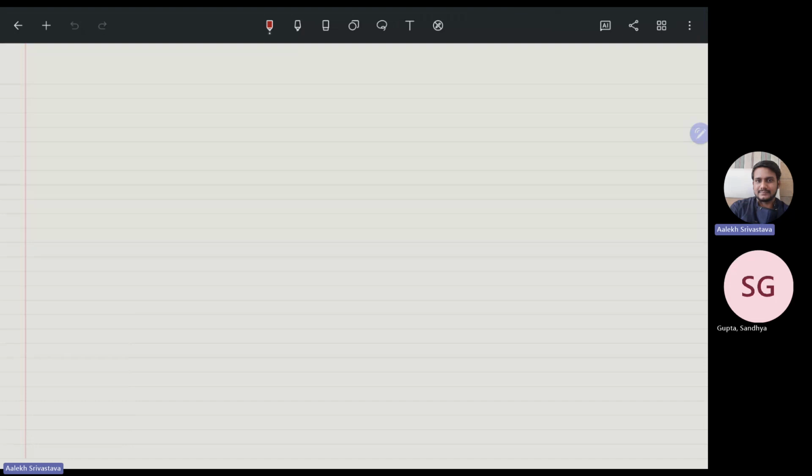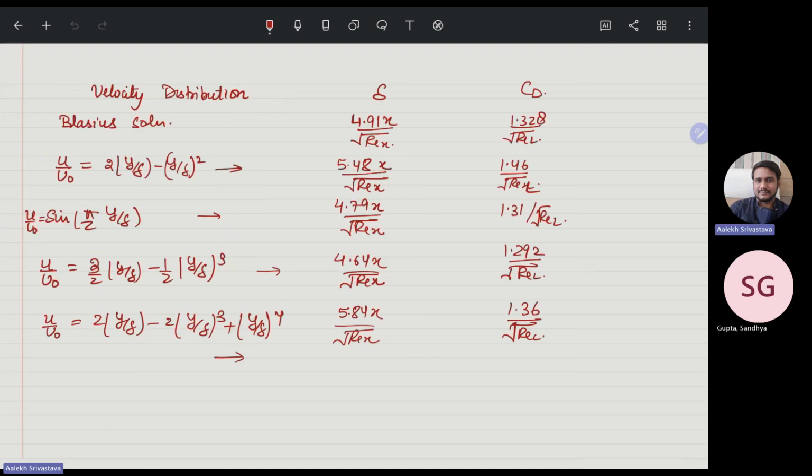Now we will try to solve some questions. What we discussed is the velocity profile. So the question is, suppose for the velocity profile u by u0 is equal to 3 by 2 y by delta minus half y by delta whole cube. This profile we had already solved.